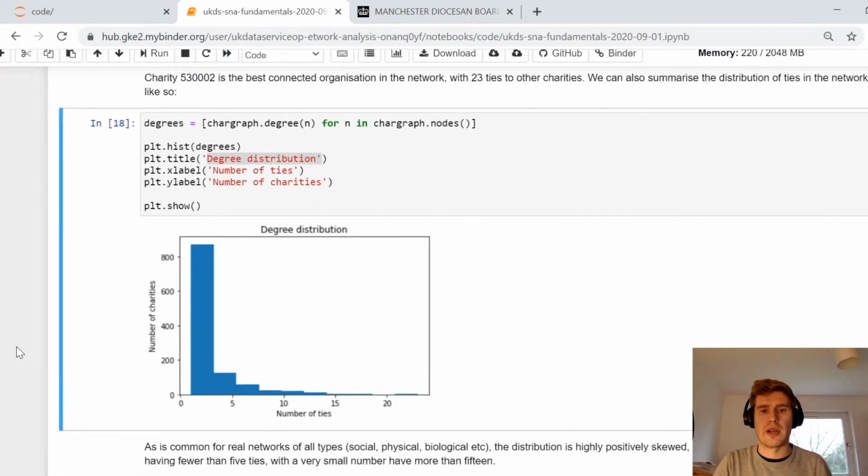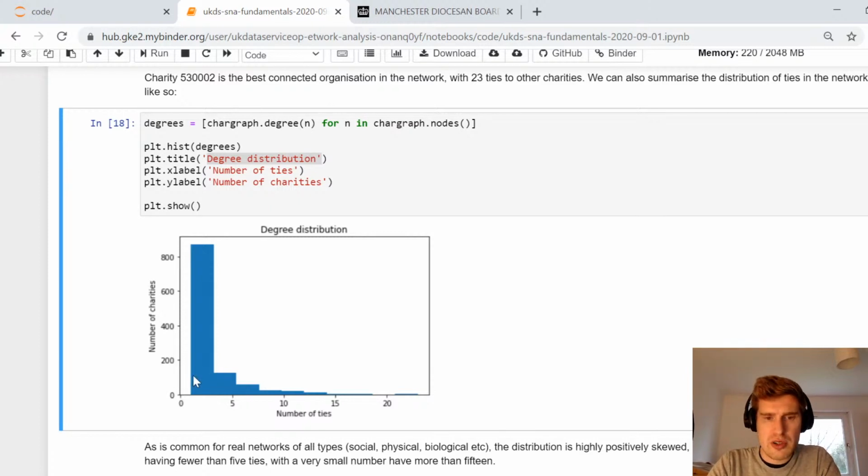There we go. That's a bit better. So basically, we get a histogram of the number of connections in the network. We can see that the most common number of connections is 1. So most charities only have between 1 and 2 connections in the network.